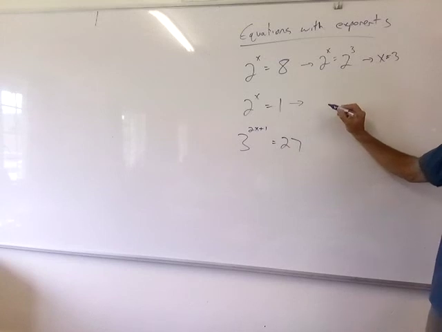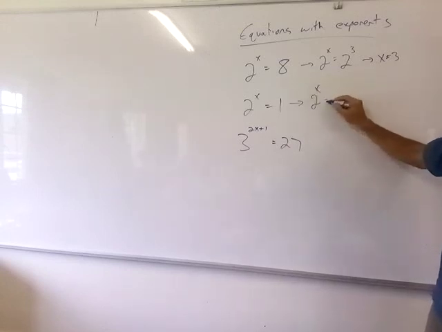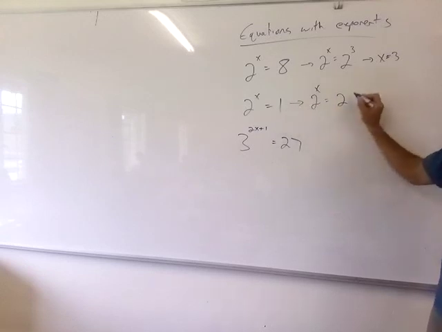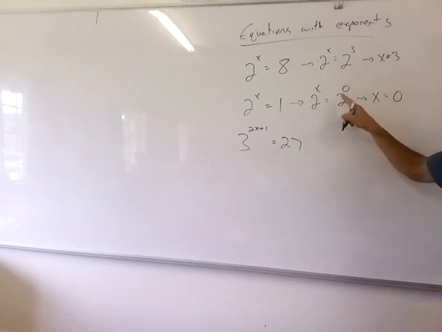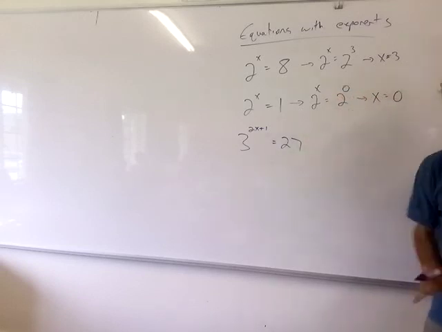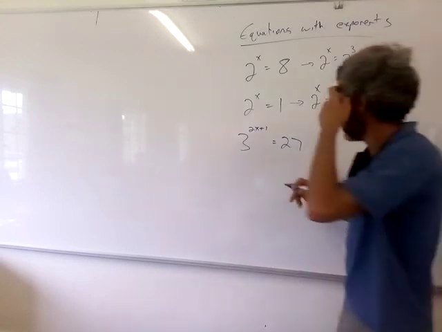Okay, now this is a little bit different, but not difficult. 2 to the power of x equals 1. How can I write 1 as 2 to the power of what? 0. Anything to the power 0. Every time you have 1, you know it's power 0. In other words, x equals 0. Once the base is the same, you drop the base. X equals 0.